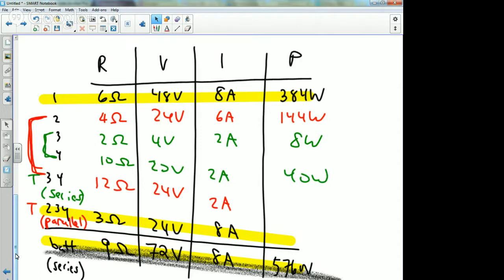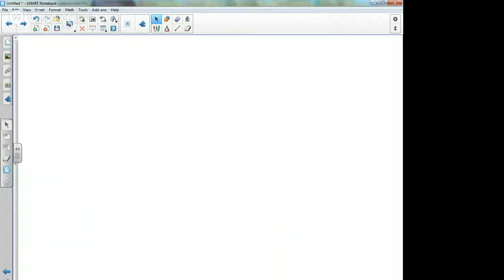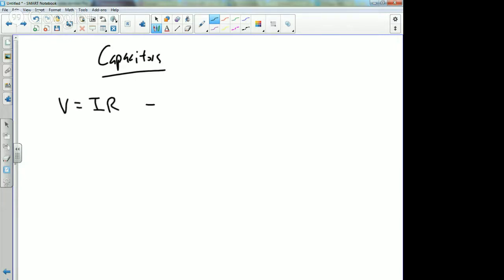All right. So, everything I said is true for capacitors also. But you guys just have to understand that the formulas of capacitors are just slightly different. Okay. For capacitors, instead of using V equals IR, you have C equals Q over V.